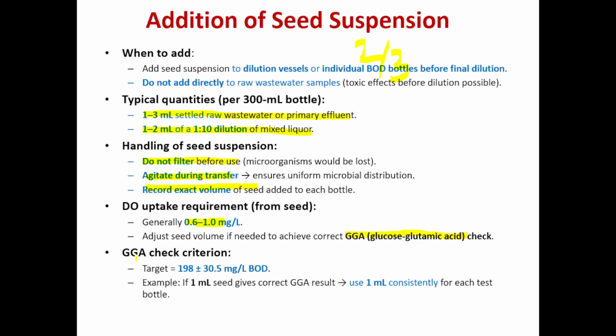What is glucose glutamic acid? It is a check for the procedure, to see whether we are doing the test in the right way or not, and its target BOD is 198 plus minus 30.5 mg per liter. For example, if we are using 1 ml seed and it gives the correct GGA result, then use 1 ml consistently for each test bottle.